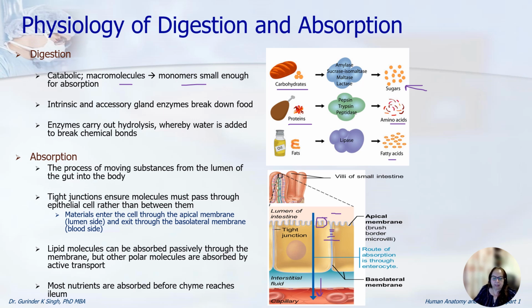Okay, so lipids can actually go through passively because they can go through the membrane. Polar molecules are required to have some kind of a carrier or a channel protein. Okay, so most of the nutrients are absorbed in the jejunum part of the small intestine before the chyme even reaches the ileum.